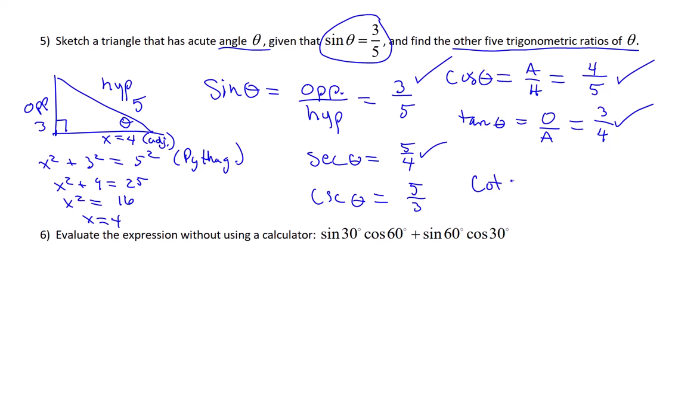And then lastly, cotangent theta would be the reciprocal of tangent. We already know tangent is 3/4, so 4/3 for cotangent. You'll notice then, as long as you know the basics, you can just use all the reciprocals and Pythagorean theorem to find everything else you might need for an example like this.